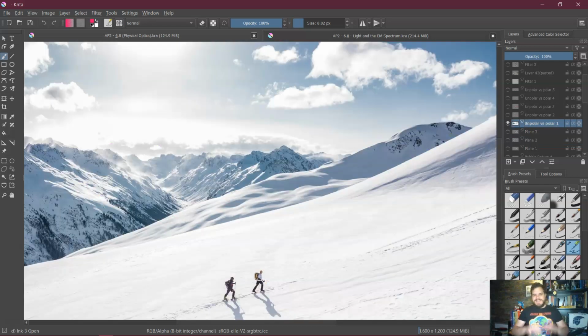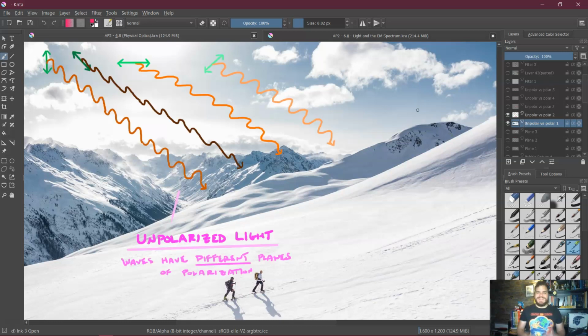So let's look at this nice snowy expanse here. And the first thing we want to know is, okay, let's talk about light coming from the sun. When light comes from the sun, it is largely unpolarized. And what that means is that the waves have all different planes of polarization.